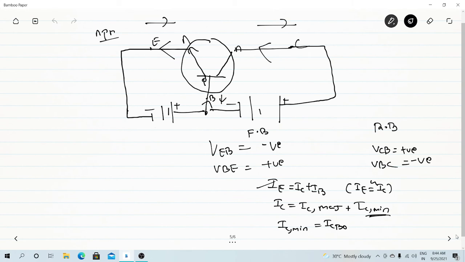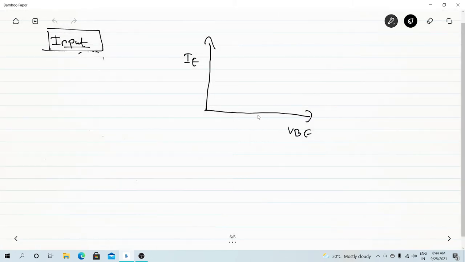For a particular VCB, if you look at the graph, it looks exactly like the forward characteristics of the PN junction, if you remember. Let's say this is my V gamma, and after V gamma the current increases exponentially. So this is for a particular VCB. This is my V gamma, or knee voltage.